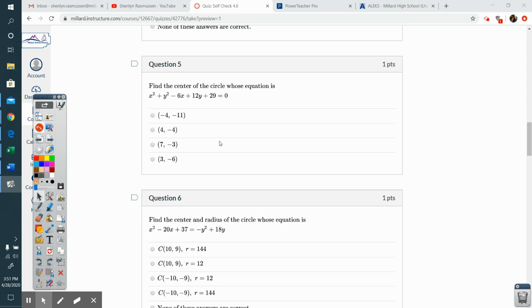I'm going to do 5 and 6 just to give you a couple more examples, and then we'll stop this. Okay, x's together, y's together, number on the other side. So I say x squared minus 6x plus y squared plus 12y equals positive 29 on this side. So if I move it to the other side, it becomes negative 29.